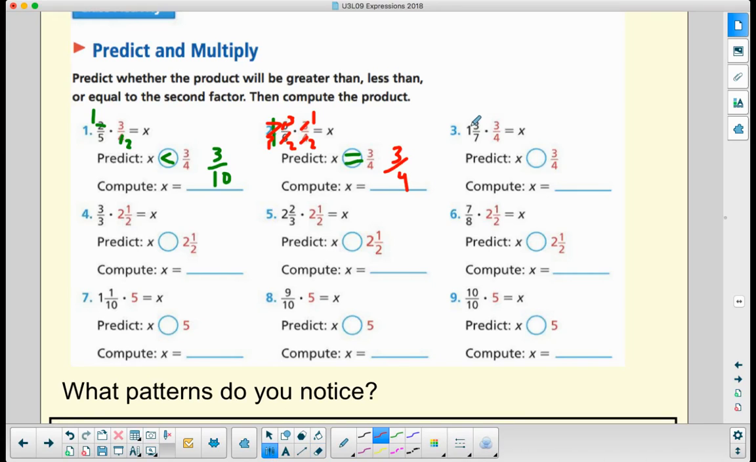Try it again. All right, number 3. 1 3/7 multiplied by 3/4. Prediction: is x going to be greater than or less than 3/4? The product here. Well, I'm taking 1 and another 3/7 groups of 3/4. I'm taking more than one whole group of 3/4, so it's going to be greater than 3/4.